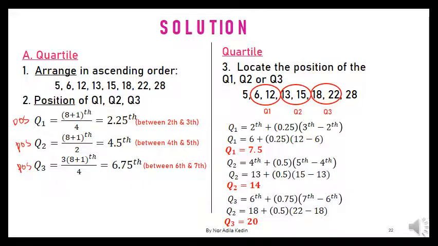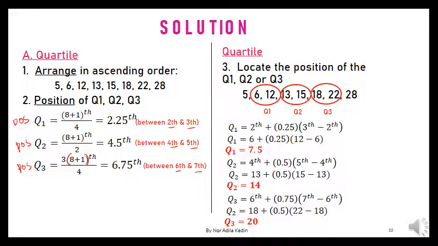Okay. So, position for Q1 adalah N plus 1 over 4. Dapat 2.25. Position for Q2 adalah N plus 1 over 2. Dapat 4.5. And Q3 adalah 3 N plus 1 over 4. Dapat 6.75. So, here 2.25 adalah di antara 2 dengan 3, 4.5 di antara 4 dengan 5, 6.75 di antara 6 dengan 7. So, macam mana nak cari?